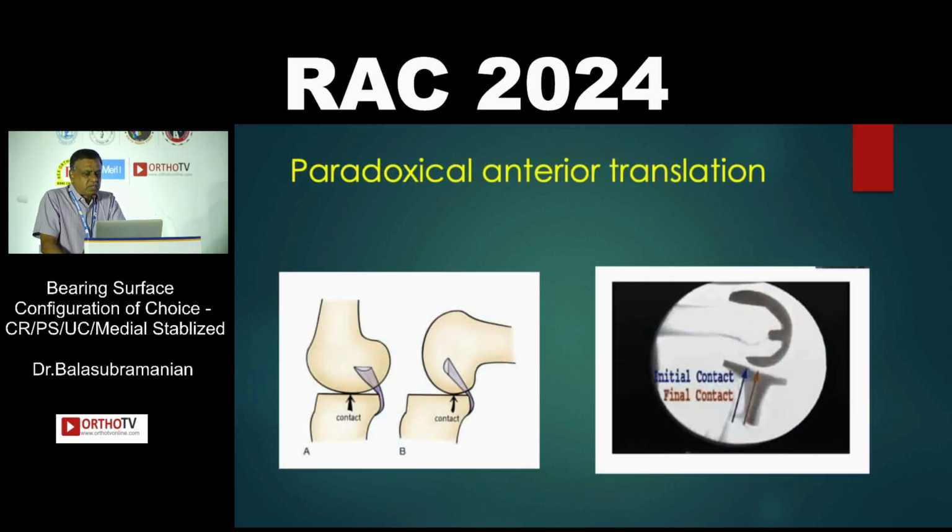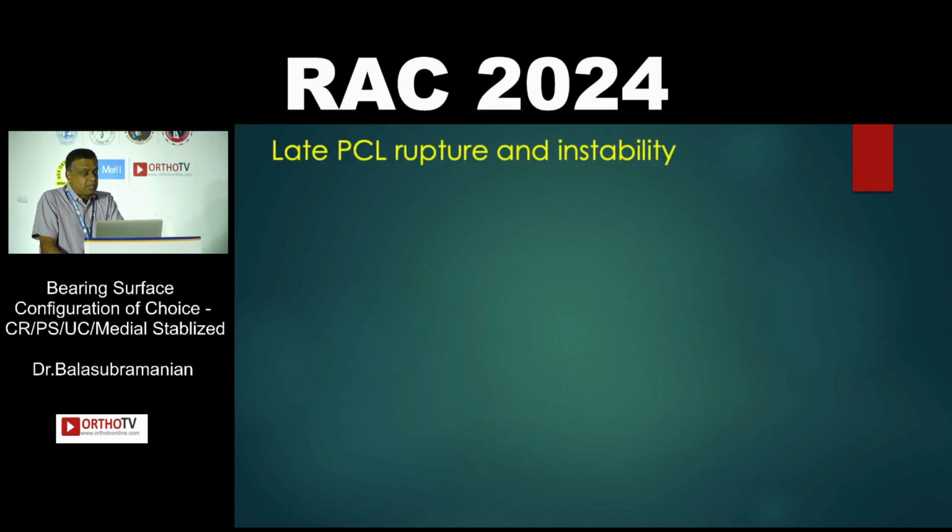So what is paradoxical anterior translation? When rollback occurs, because of absence of ACL, the femur translates anteriorly and the flexion is limited. So though the PCL helps in getting maximum flexion, but sometimes the paradoxical anterior translation reduces the flexion. So another problem is late PCL rupture and instability.